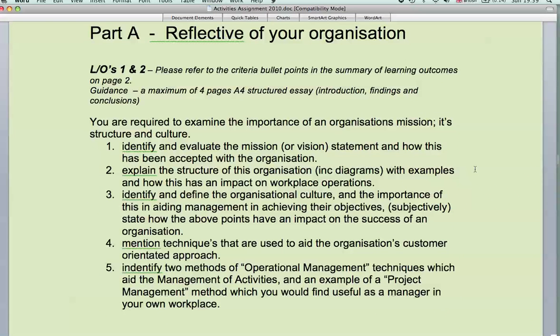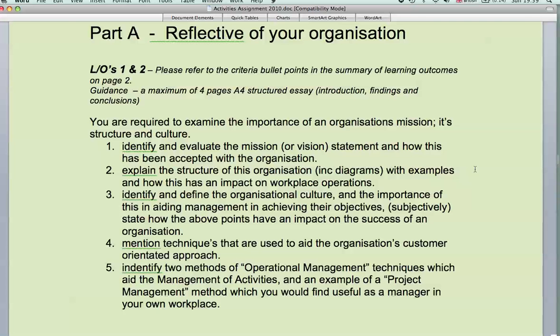So here you have to identify and evaluate the mission or the vision statement and how this has been accepted by the organisation, embedded into the organisation, how the staff or all employees have bought into it, this sort of things.